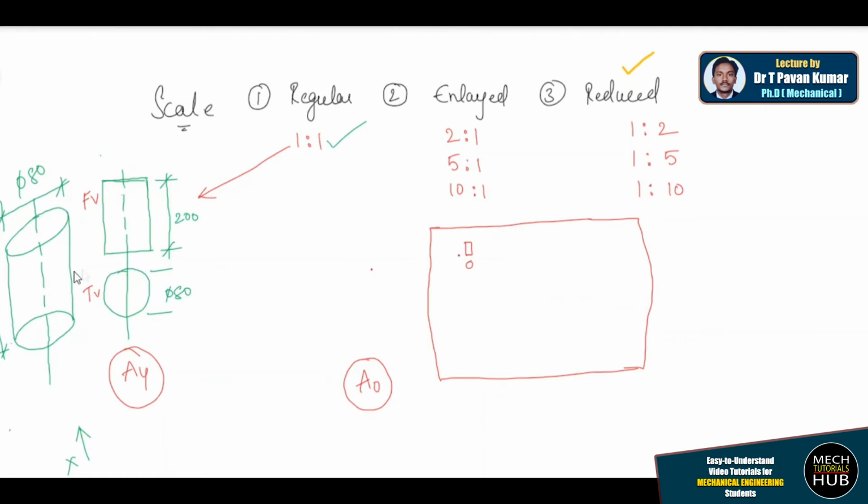When you are trying to draw something which is very small on A0 size, it will look very minute and you can't show the dimensions also. Dimensions you may show properly, but those are not so proper when it comes to the elevation part. So here what we'll try to do is increase the size of the component.